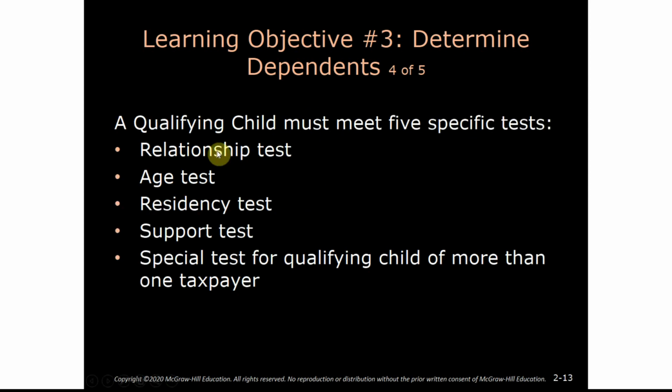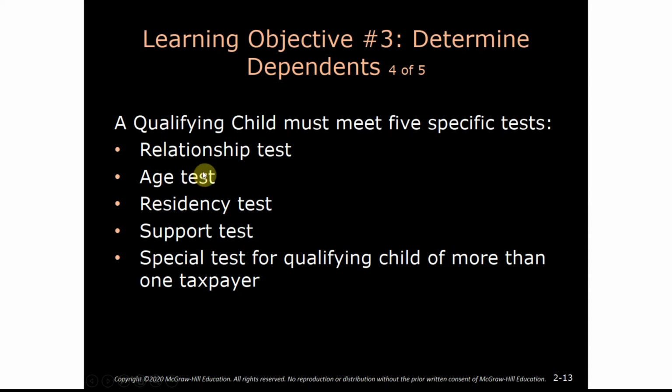We're looking at the relationship test. That is one test of 5 that must be met in order to have a qualifying child claimed as a dependent. The relationship test, of course: it could be the child or a descendant of the child, such as a grandchild or great-grandchild, stepchild, foster child, for example, brother, sister, half-brother, half-sister, stepbrother, stepsister, or a descendant of them would qualify as a child.